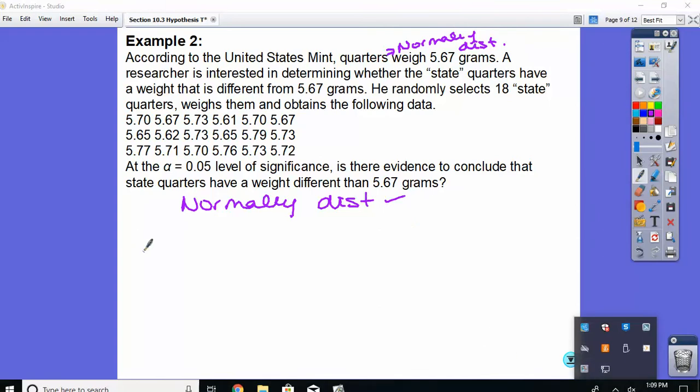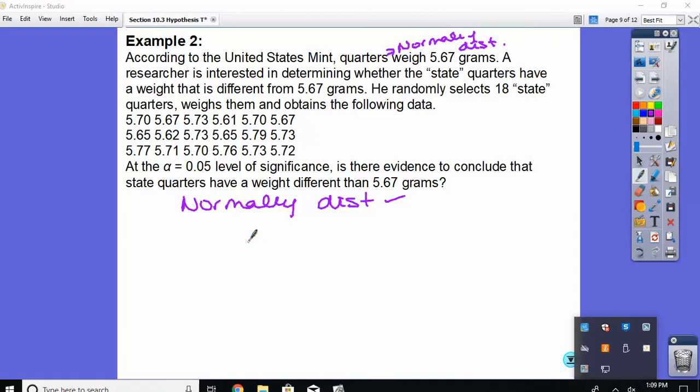Okay, so let's do this on the calculator first, and then we're going to do it by hand. Show it, okay? So if you want to do this on the calculator, you're going to go to Stat, Tests. We are doing a t-test because we're talking about the mean. Your input is data this time. Your mu is, what was the mu in the problem?